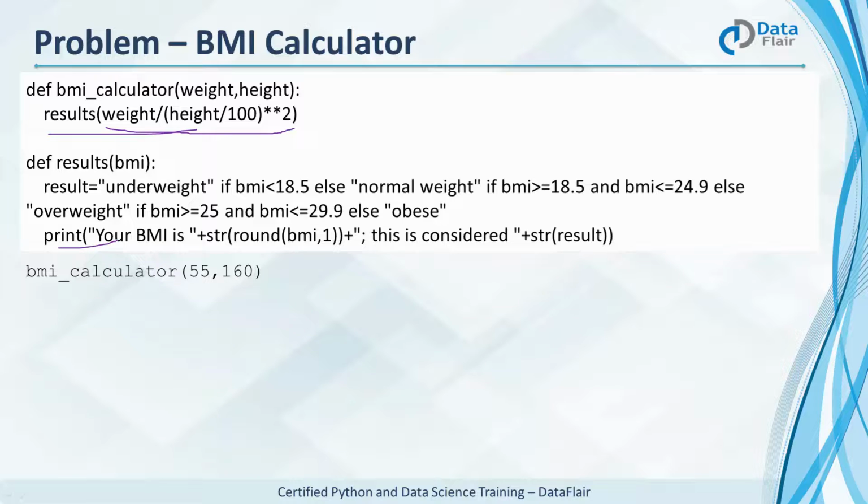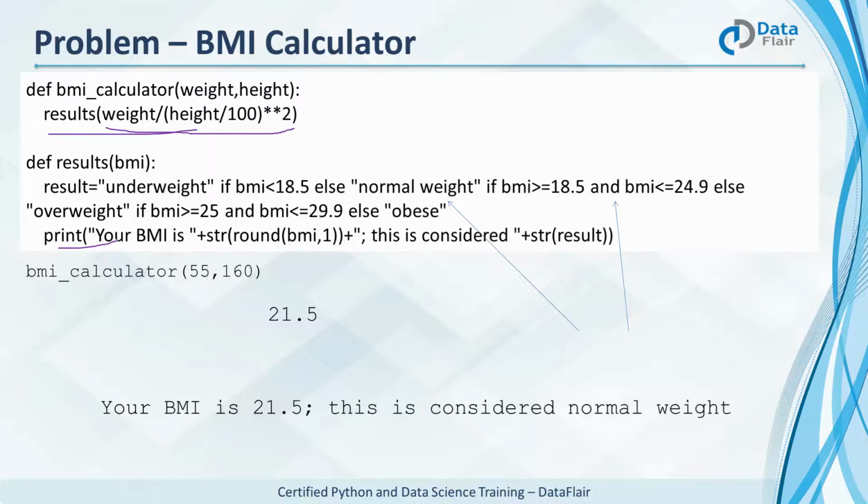The weight is 55 and the height is 160, so the BMI is 21.5. This is passed to the results function. Here it compares the value 21.5 and finds it lies between 18.5 and 24.9, so it prints declaring it a normal weight.